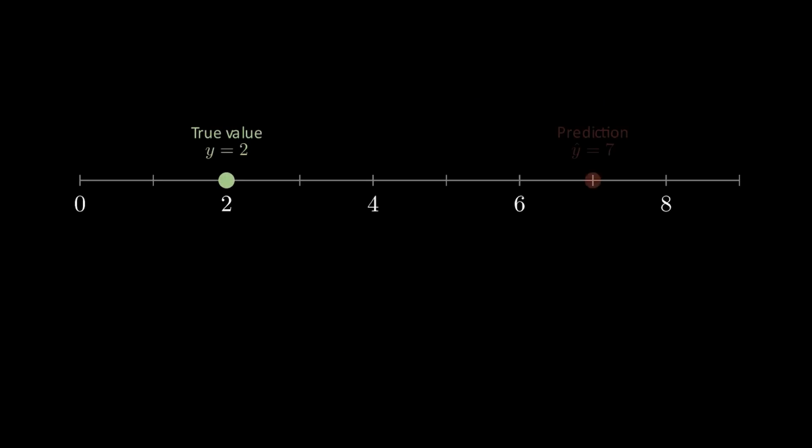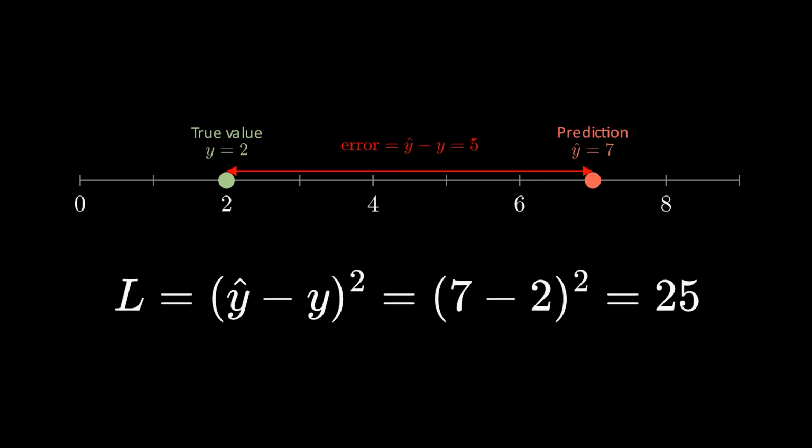What is a loss function? It is a function that measures how wrong the prediction is. It takes the model's prediction and the correct answer, and produces a single number called the loss.